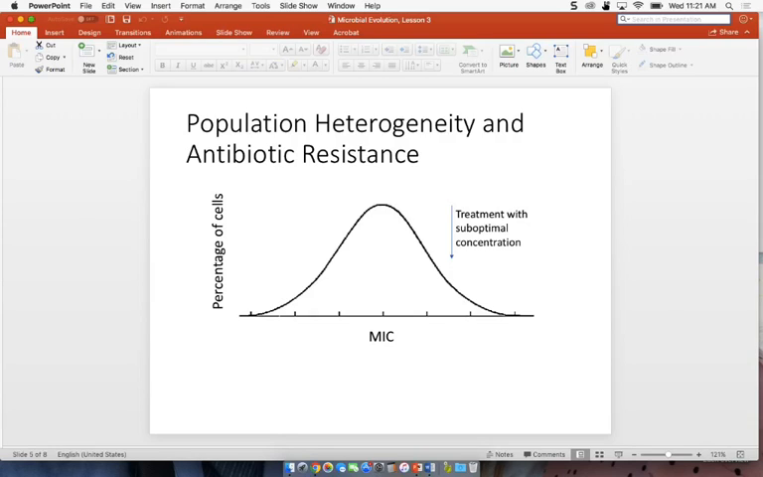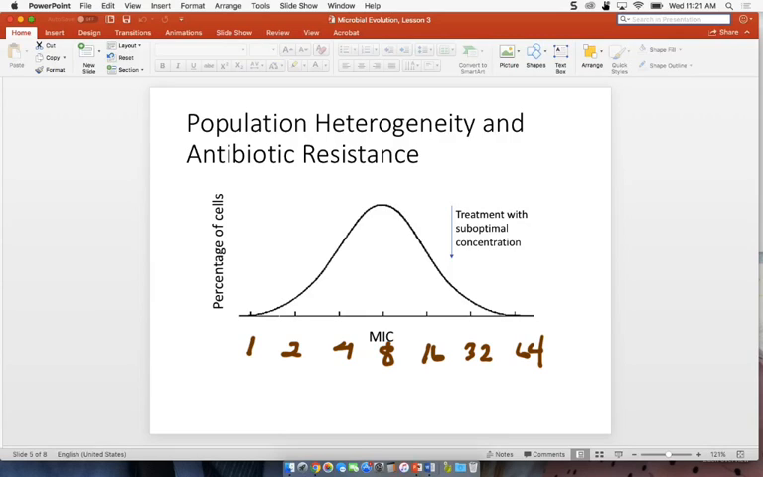So let's say, and I'll put numbers to this too, let's say that this is 1, 2, 4, 8, 16, 32, and 64 micrograms per mil of an antibiotic. So let's say we're treating with 32 micrograms per milliliter. Which of those are going to be inhibited in their growth? Those to the left or those to the right? Those to the left. Those that are all more sensitive, where it takes even less antibiotic to inhibit their growth.